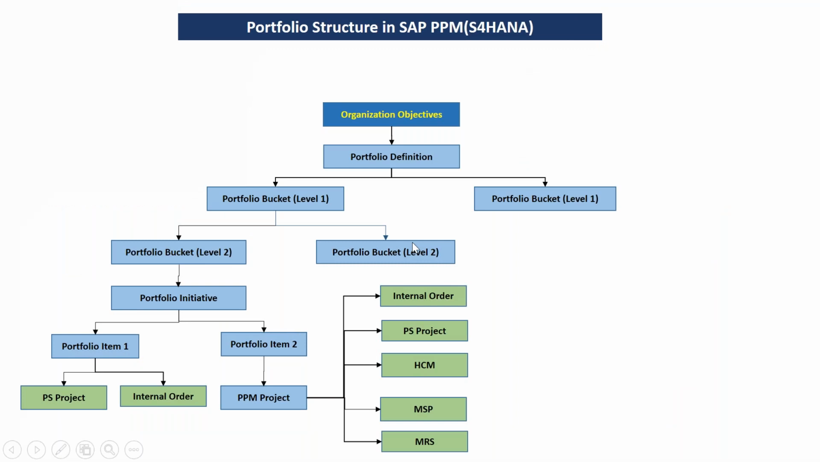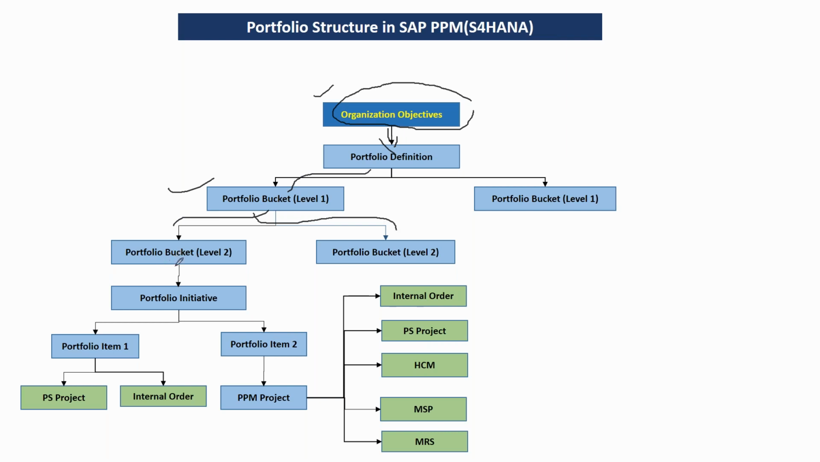This is the portfolio structure in SAP PPM. Here in the standard portfolio structure, we have only the portfolio definition and the bucket. Further, how the process flow is taken forward: let's say these are the organization objectives where all the requirements are listed, and accordingly you have set up your portfolio structure, which has a portfolio definition and then the next level of bucket.